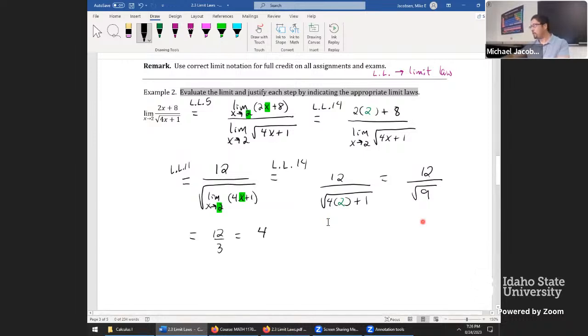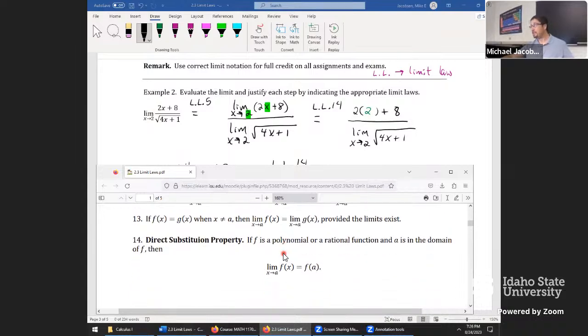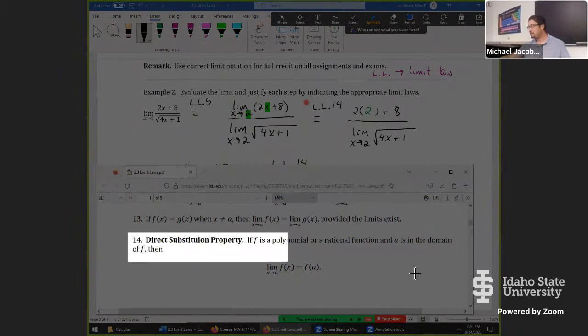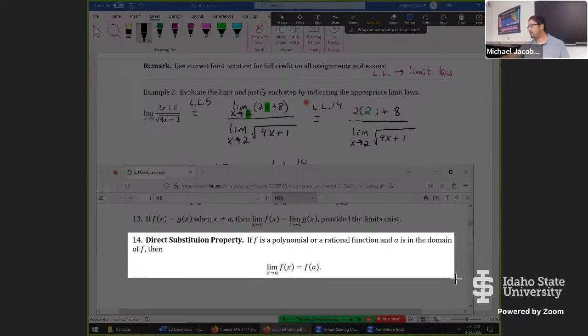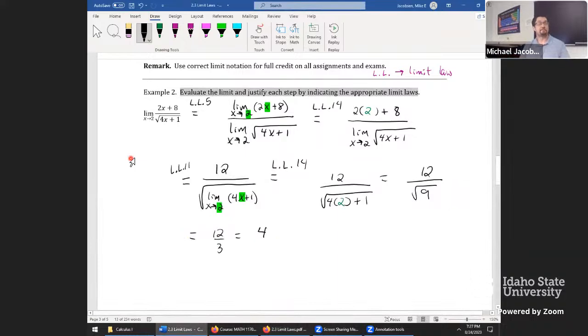Okay, well, what our limit laws give us is once again, a lot of excellent properties that we can use to evaluate limits as fast as possible. The most powerful one is saved for last, the direct substitution property. And because it's so powerful, let's copy it in. We're going to cite this a couple times as we go and solve some more limits. Question first over here.